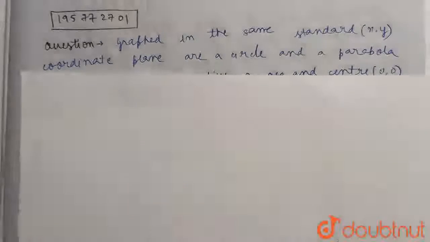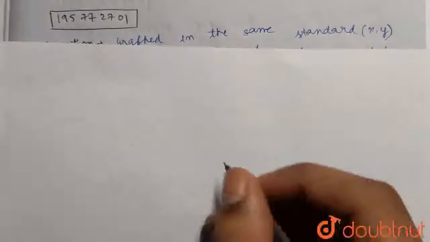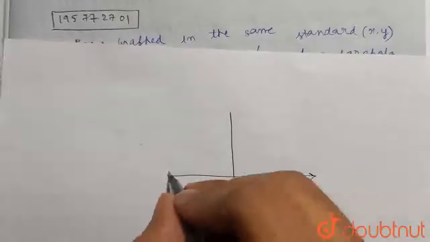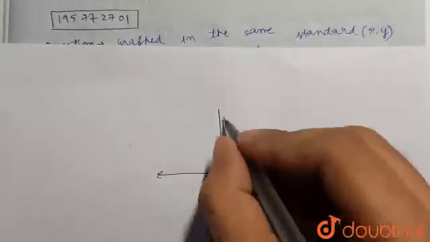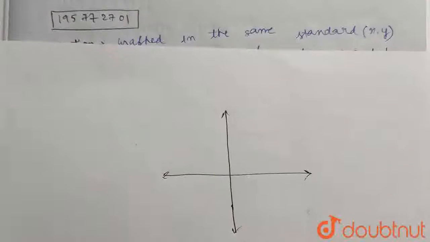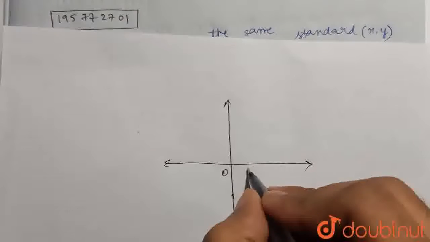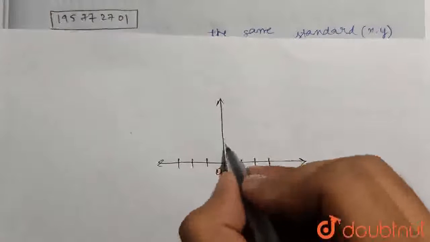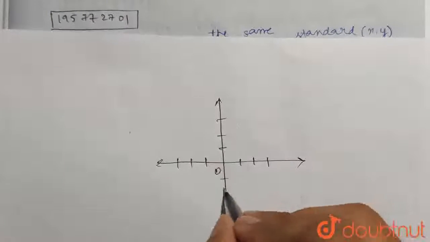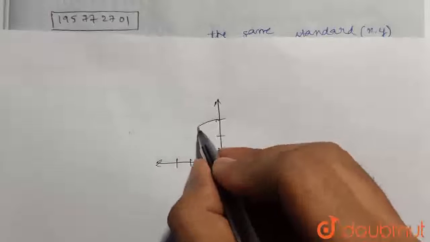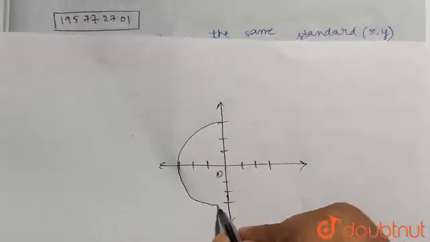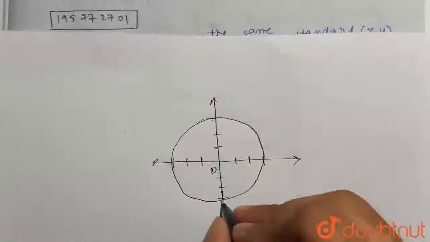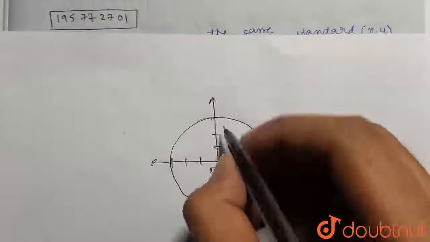Okay, guys, for solving this we will need to imagine or draw the circle and the parabola in our rough coordinate plane. Okay, as this is the origin and this is 1, 2, 3, this is 1, 2, 3, and this is 1, 2, 3, and this is 1, 2, 3. Okay, so this will be the circle.